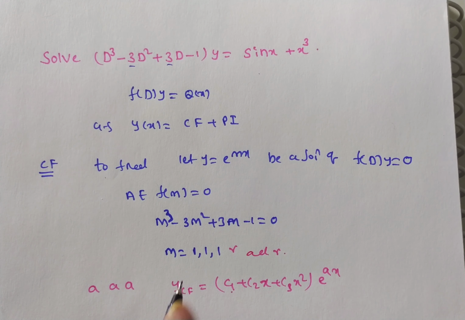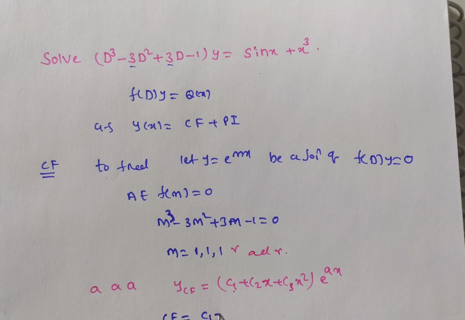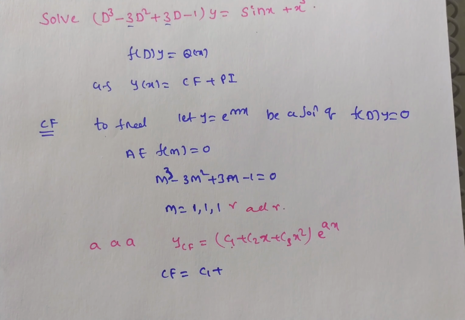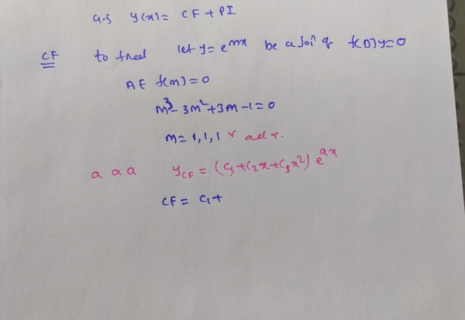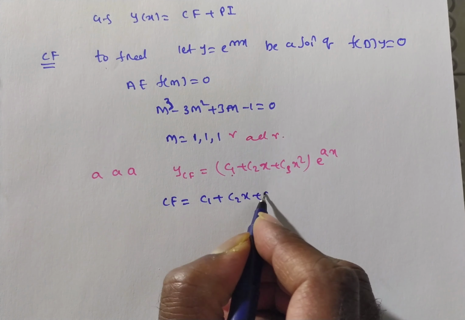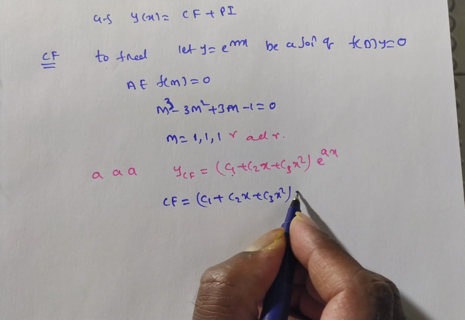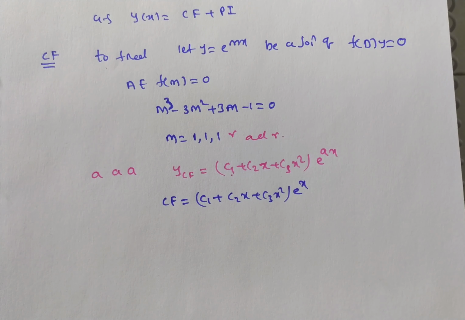Now in this case, which root is repeated here? 1 is repeated. So our complementary function is (c1 plus c2x plus c3x square) into e to the power of 1 into x. So this is the complementary function.